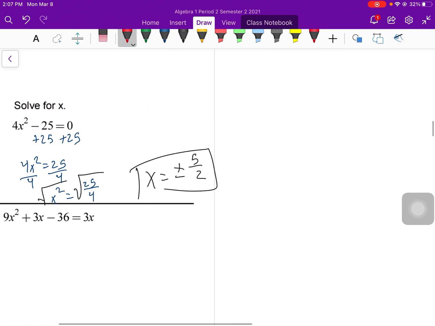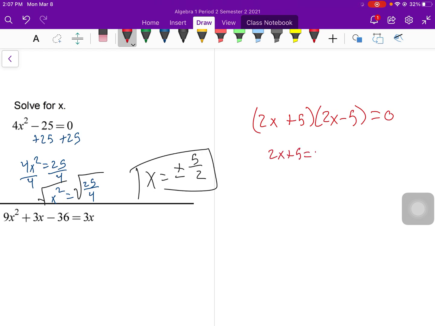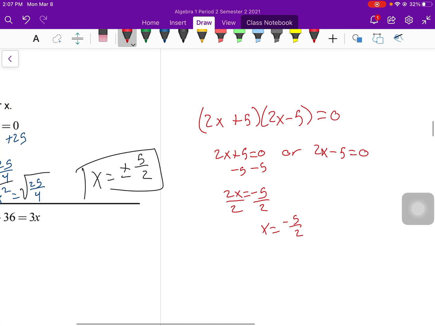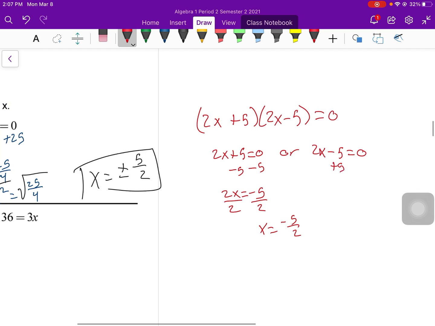Now I said you could do this another way because this is a difference of perfect squares. You can have 2x plus 5, 2x minus 5 equals 0. If you do that, 2x plus 5 equals 0, or 2x minus 5 equals 0. If you subtract 5 on this one, you get 2x equals negative 5. So you get x equals negative 5 over 2. Or if we add 5 here and divide by 2, you get x equals positive 5 over 2.